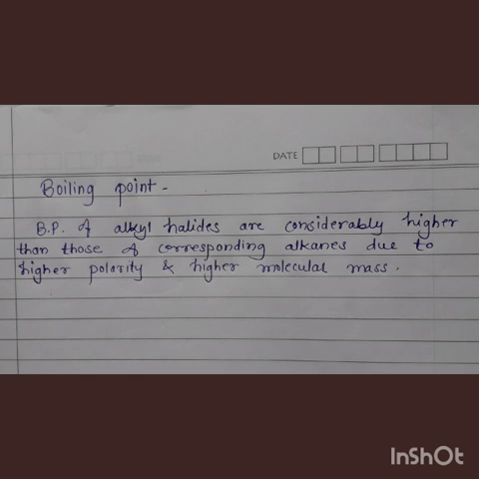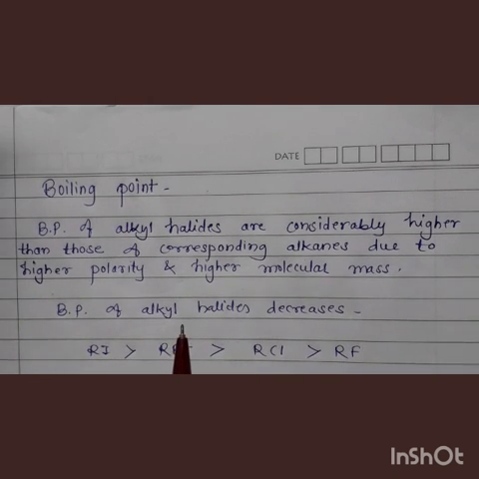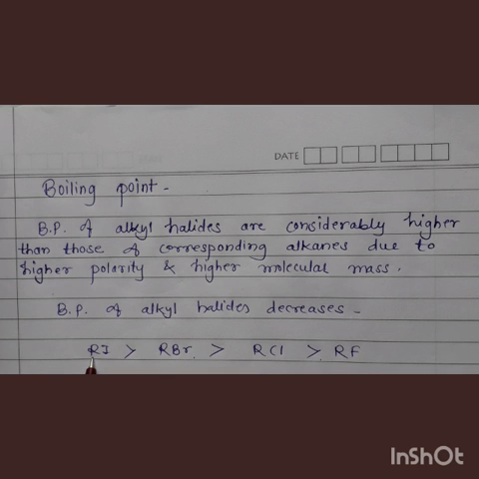So let us see the order of boiling points of alkyl halides. Boiling point of alkyl halide decreases in the following order: boiling point of alkyl iodide is greater than alkyl bromide, which is greater than alkyl chloride, which is greater than alkyl fluoride. This is because of higher polarity and higher molecular mass. Molecular mass of alkyl iodide is greater than this, and alkyl fluoride has lower molecular mass, and that's why the boiling point of this compound is lower as compared to the remaining three.